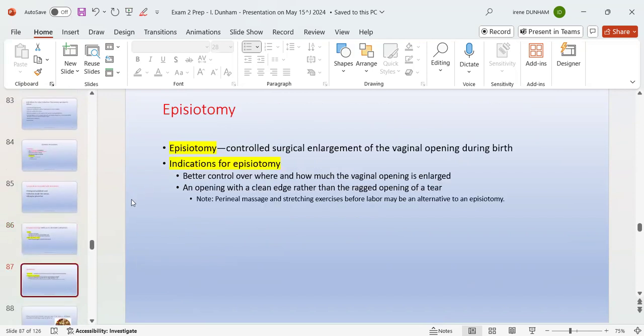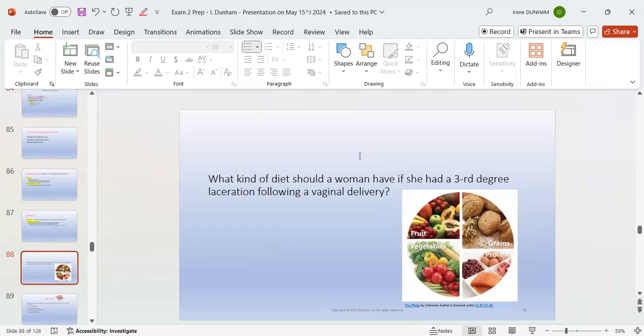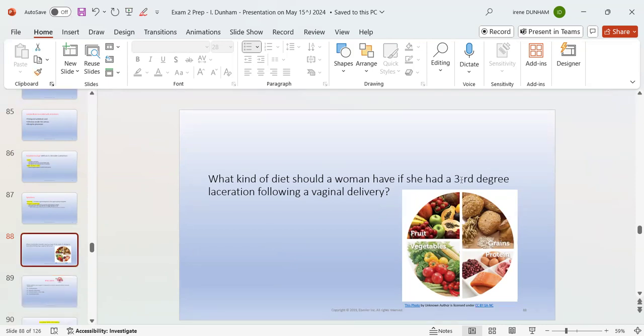All right, let's see what we got. We talked about episiotomy, so I think we're good on that. What about diet? What kind of diet should a woman have if she has a third-degree laceration following a vaginal delivery? Increase protein. Yeah, you got protein, fruits, vegetables, right? High fiber diet, right? Because a third degree is all the way down to what? The anal sphincter, right?